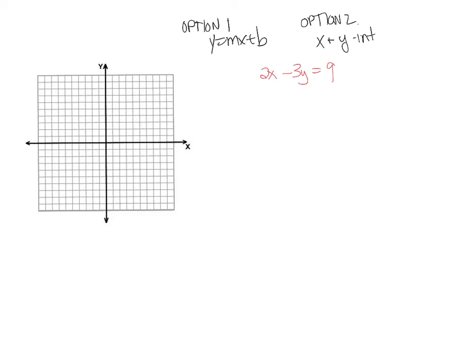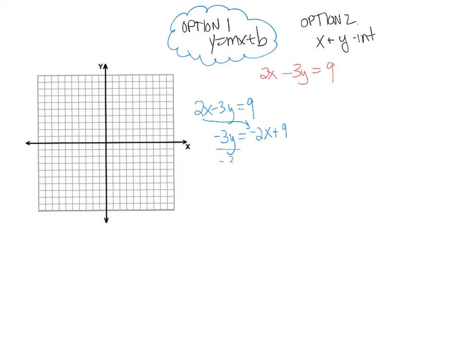If we look at this, most times students will immediately default to option 1. It's, hey, we've done this the longest, we're the most familiar with it. So let's see if that would work. 2x minus 3y equals 9. If I take that over, that positive 2x would turn into a negative 2x. And then if I divide everything by negative 3, I'm going to have y is equal to a positive 2/3 x minus 3.